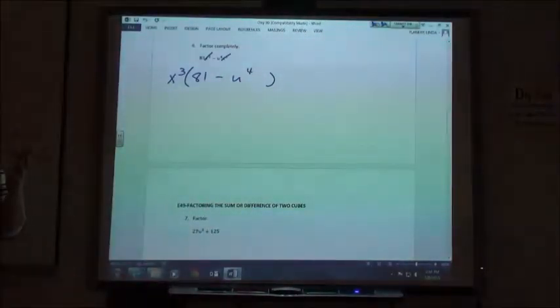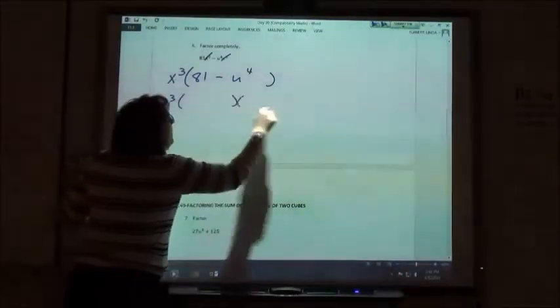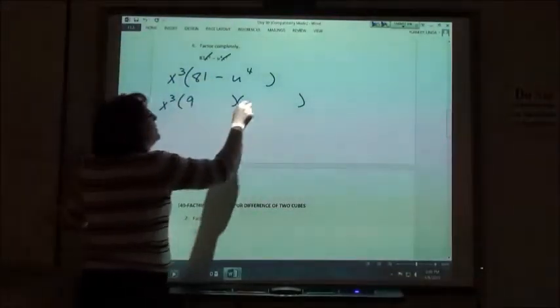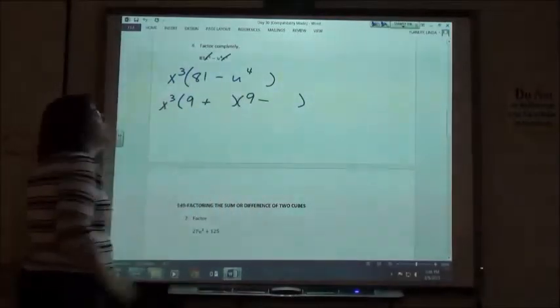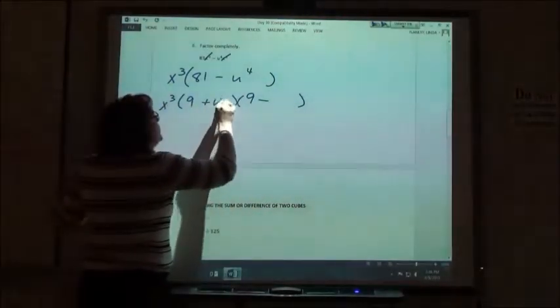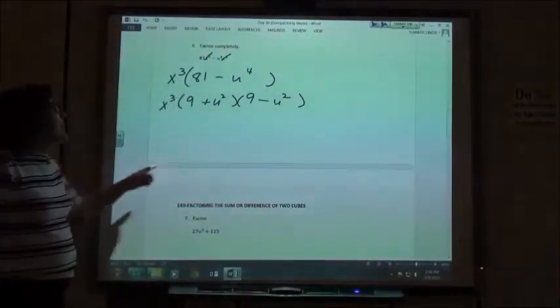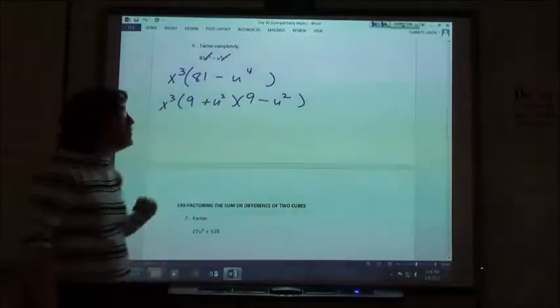Again, 81 is a perfect square. I've got the difference of squares again. So I'm going to factor. What times what is 81? 9 times 9. A plus and a minus, factors of u to the fourth, u to the second, and u to the second. Again, looking at that, the sum of squares will not factor, but the difference of squares factors a second time.